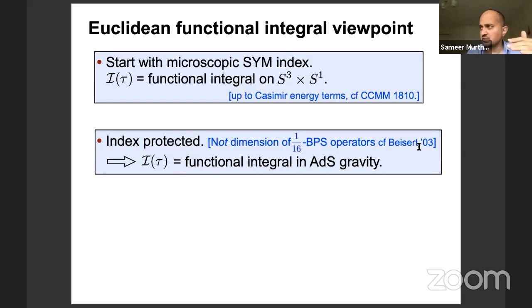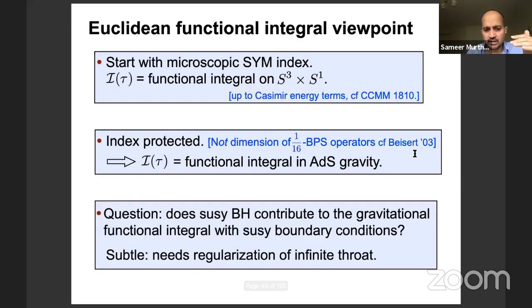Okay, so you have a functional integral in AdS gravity. And then the question is, this functional integral for the index means that you use some supersymmetric boundary conditions in AdS gravity. And the question is, does the supersymmetric black hole contribute to this functional integral? Okay, and this is a subtle question because, firstly, when I say functional integral, I always mean Euclidean theories.